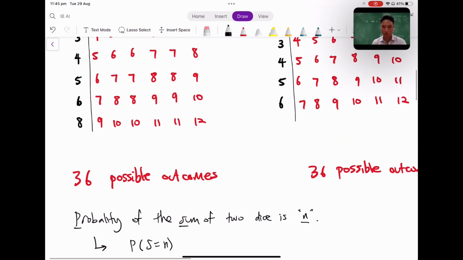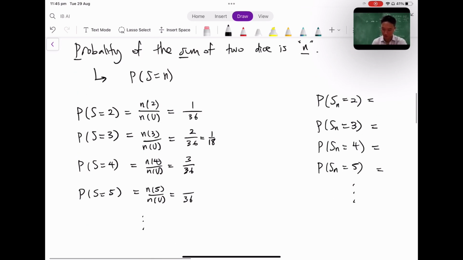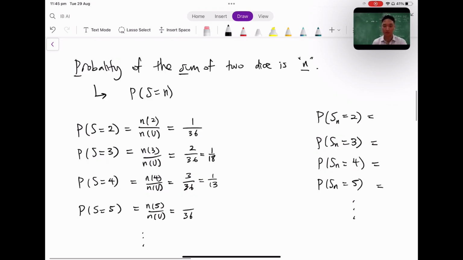Let's have a look at 4. We have 1, 2, 3. So that is 3 out of 36. That is 1 over 13.